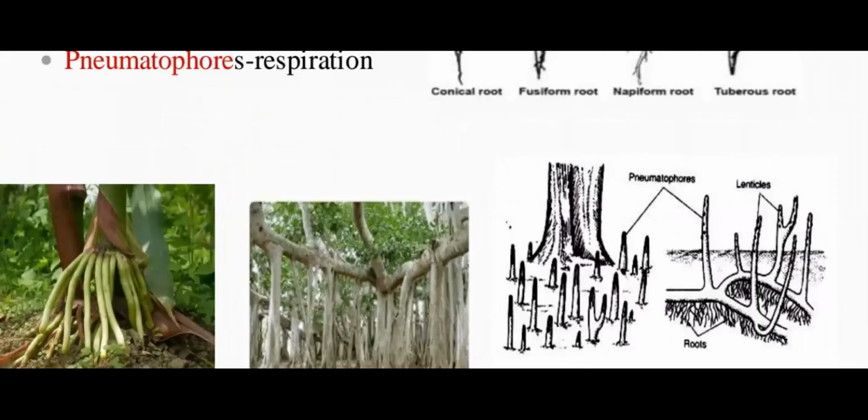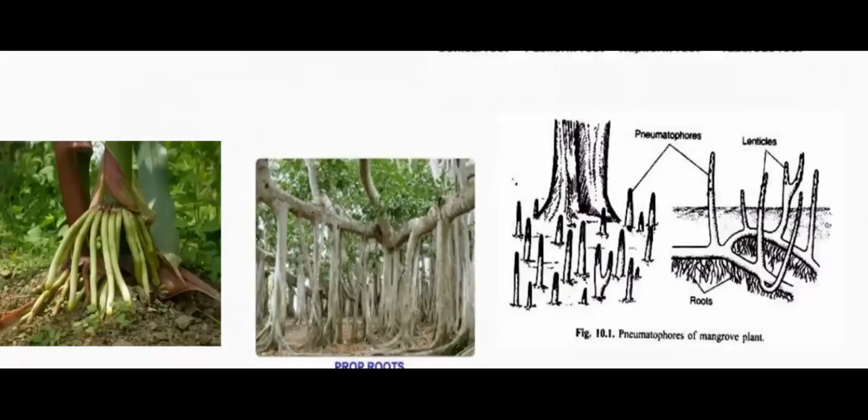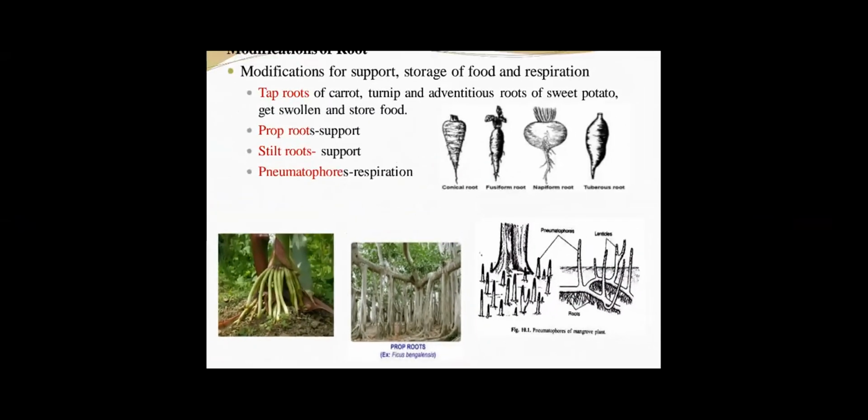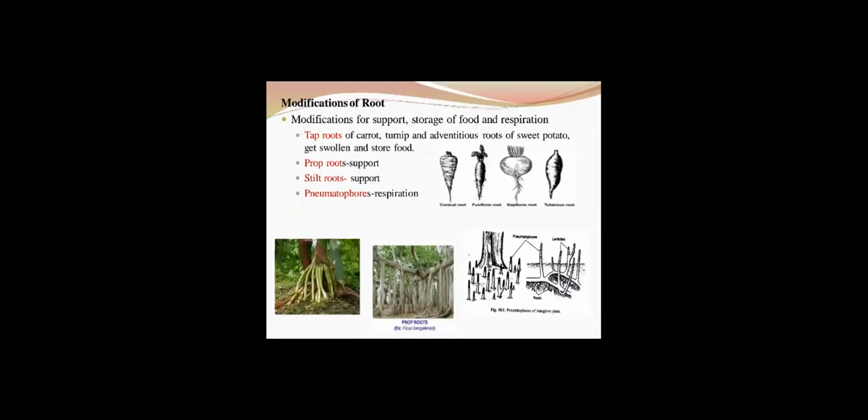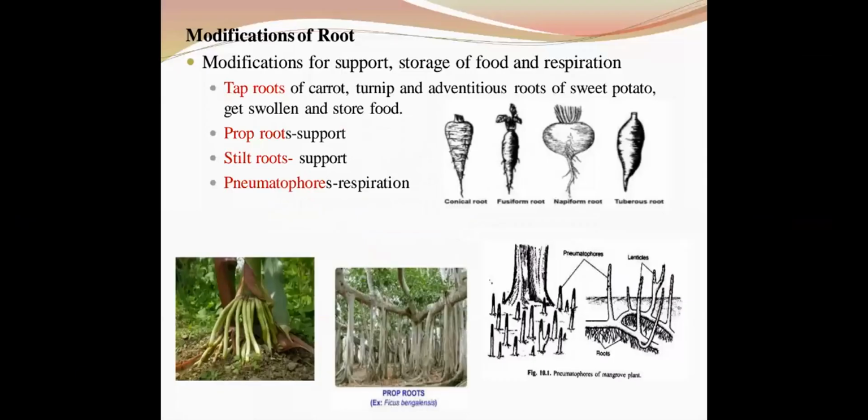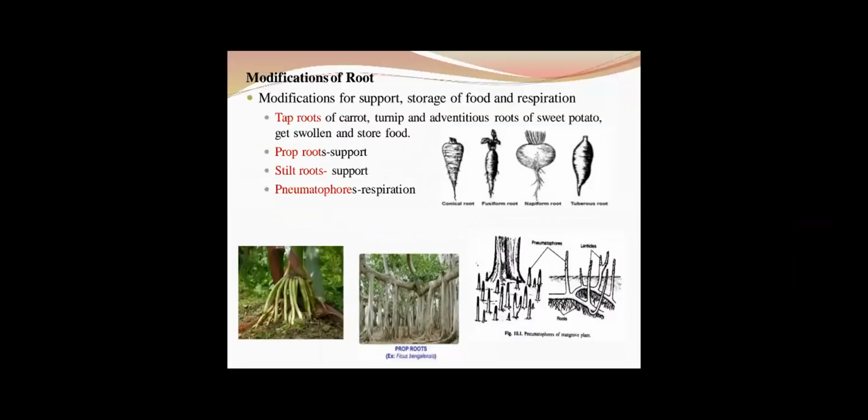Why respiration? Because in swampy areas, there is a problem of oxygen dissolution, so it is difficult for the roots to absorb oxygen, which is why they arise vertically and take up the function of respiration. Okay, so these are the different kinds of modification of the root system in flowering plants.